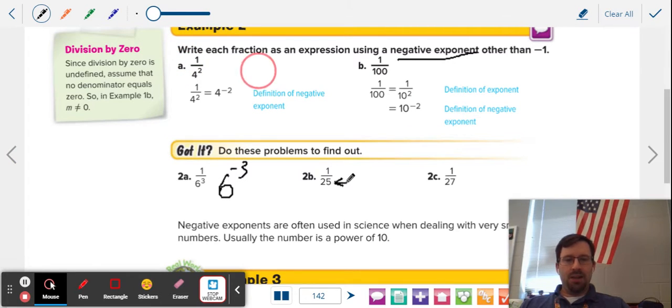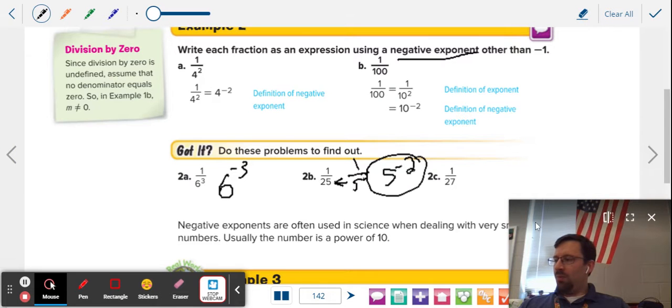Now with these, you have to look and split it up into a base that's repeated. So I'm looking at 25. I know 25 is 5 squared. How do I make that into a negative exponent? I just make it 5 squared, but to the negative second power.